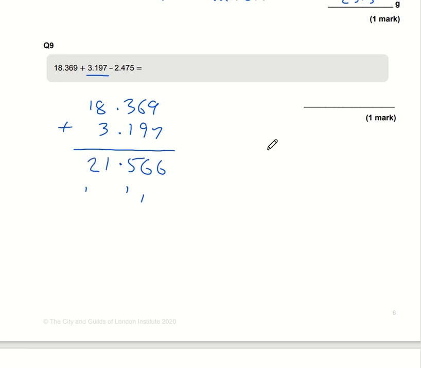So now let's just do the subtraction. 21.566, take away, and again the 2 needs to go underneath the 1. Again, if we just make sure the decimal points are in line, then everything else will automatically fall into place.